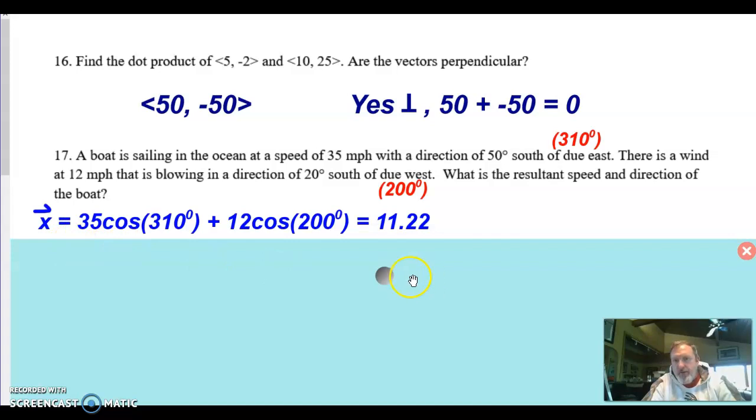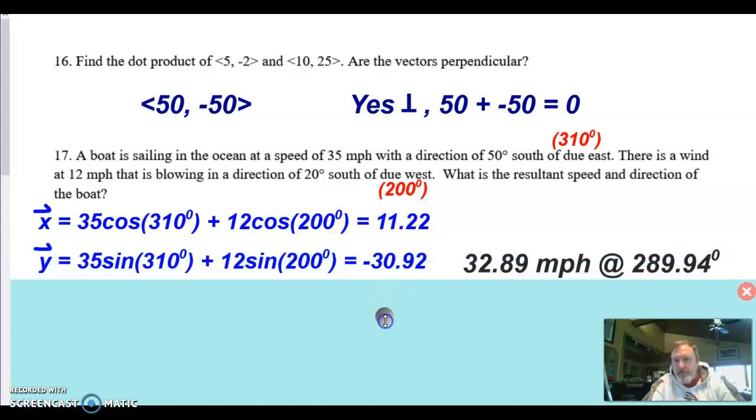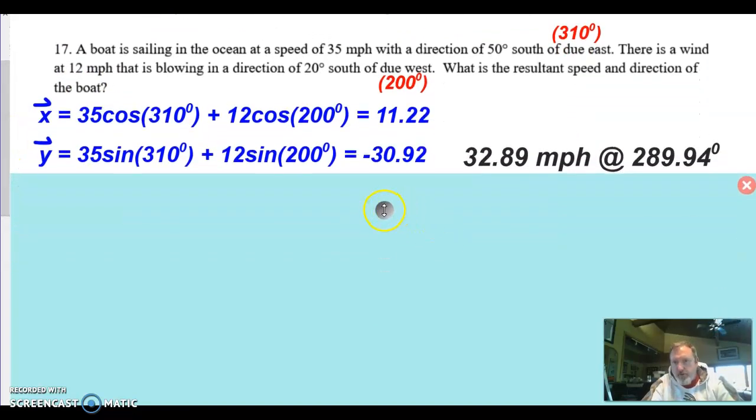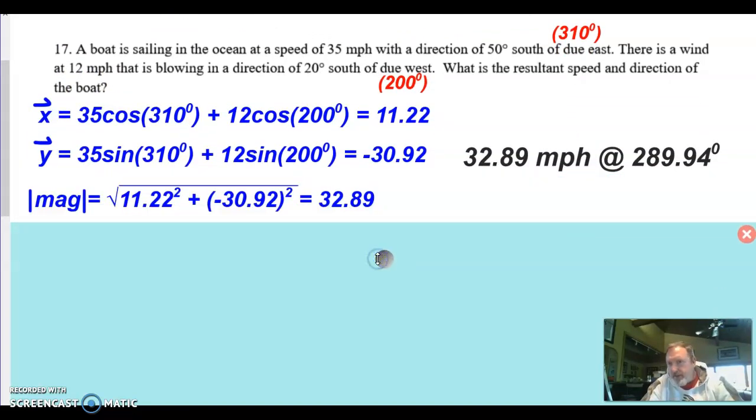So again, we do our cosines first. So 35 cosine 310, 12 cosine of 200. It's 11.22. Do the same thing for our y's. So 35 sine of 310, 12 sine 200. We get a negative here, that's fine. We do our magnitude first, so we're going to square both of those and take the square root. So we find out that our boat is moving at 32.89 miles per hour.